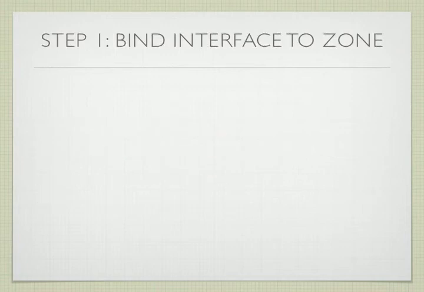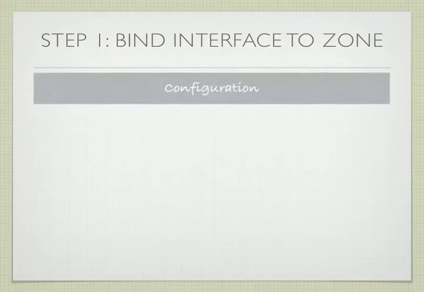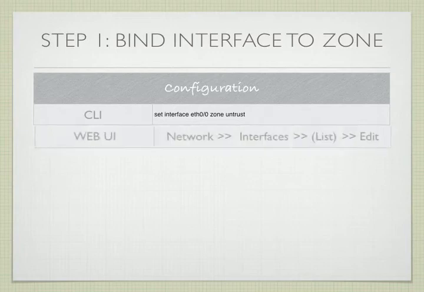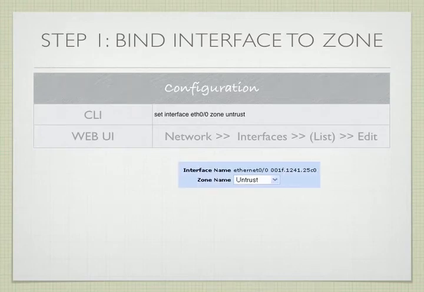Step 1, binding the interface to the zone. This is identical, so set interface Ethernet 00 zone untrust. Same exact commands that we used in the previous lessons, and the same location in the web UI. You're going to edit the interface and select the zone that the interface is going to belong to.